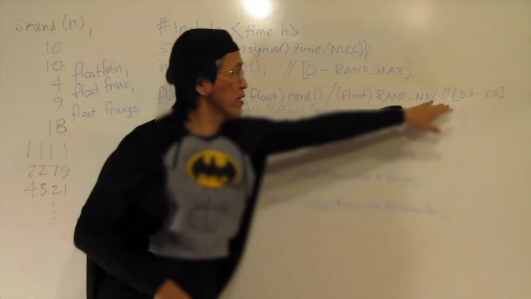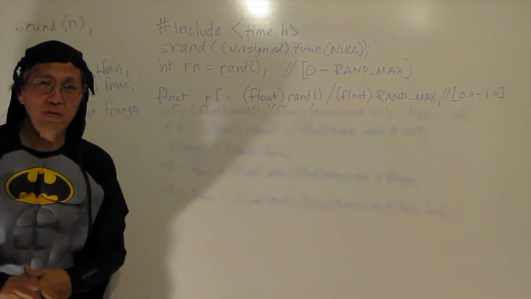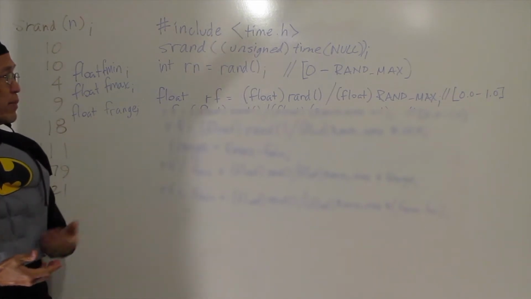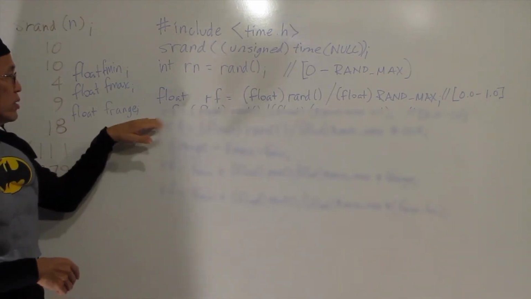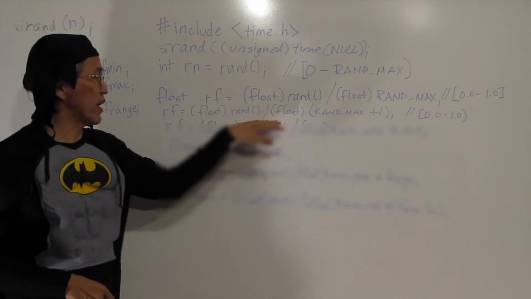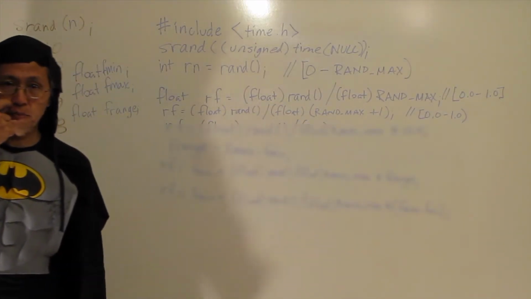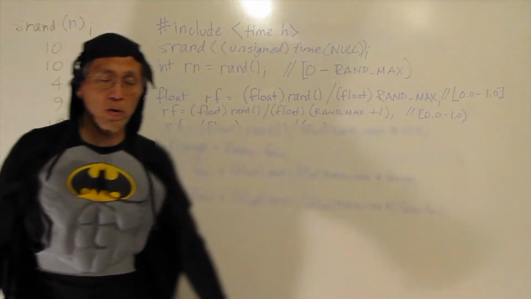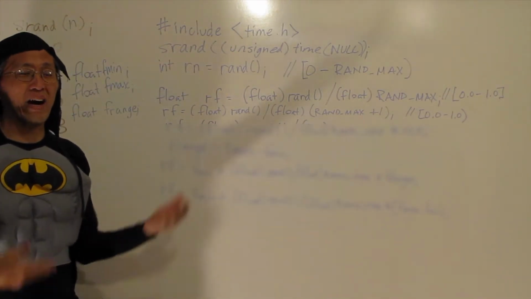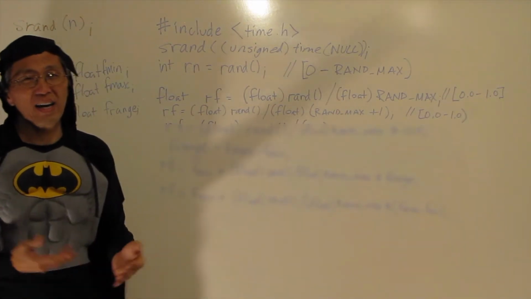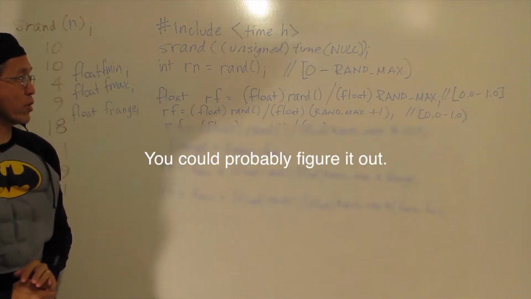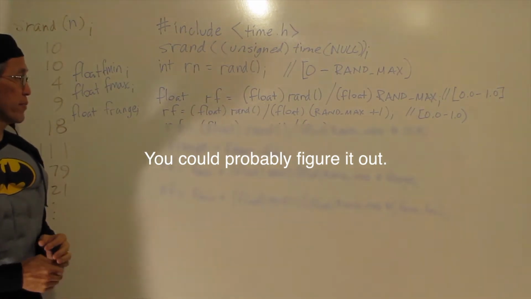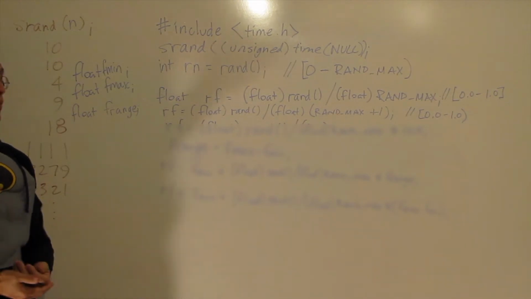And again, this gives me 0 to 1, and it's inclusive of 1.0, not exclusive. So if we want it to be exclusive of the 1.0, what we're going to do is rf is float rand divided by float rand max plus 1. And this will give us a floating point number between 0 and 1, exclusive of the 1. Now, how close you get to the 1, we don't really know, but it's going to be close enough for what we need to do. For most cases, at least in the beginning.